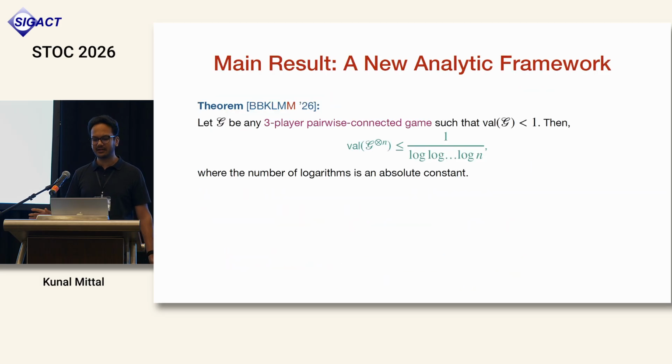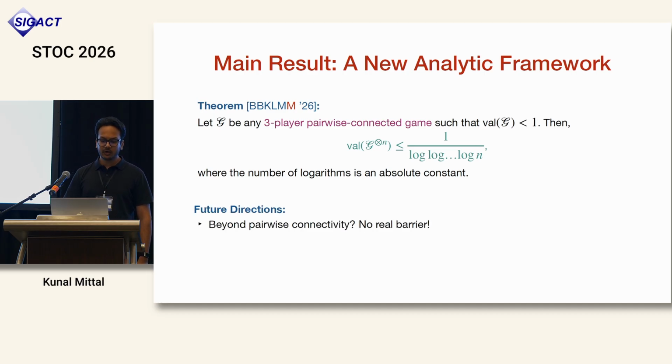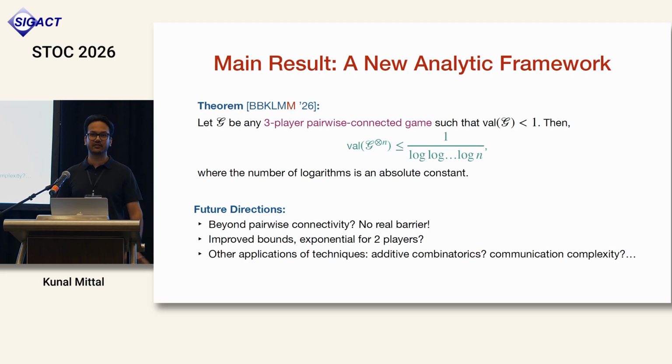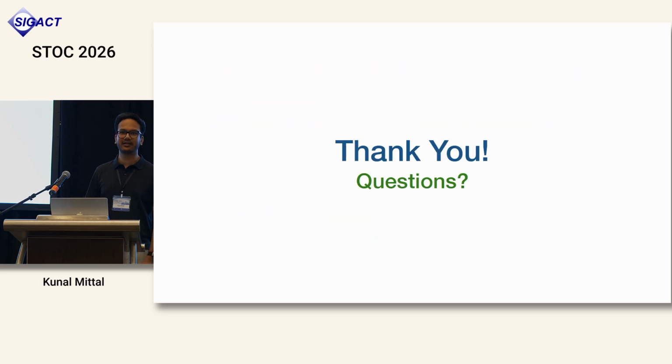In the end, I'll display my theorem again and some potential future directions. One thing I want to say is that this pairwise connectivity seems important for these CSP inverse theorems, but there is no real barrier to proving parallel repetition. So I think it is completely plausible that with the current techniques, we can prove parallel repetition for all 3-player games. Also, can we prove improved bounds? For example, using this technique, can we get exponential bounds for 2-player games? And are there other applications of these techniques, maybe in additive combinatorics and communication complexity? Okay, thank you for listening.